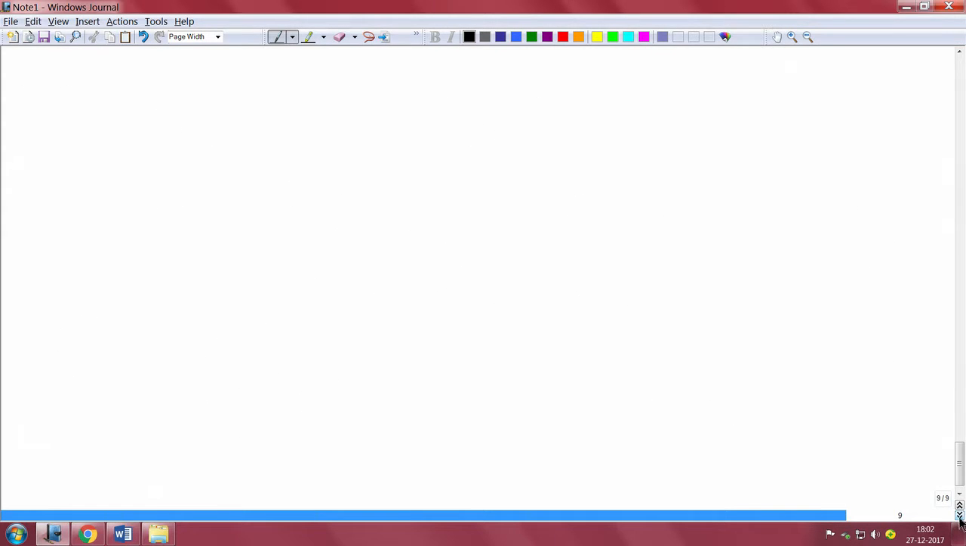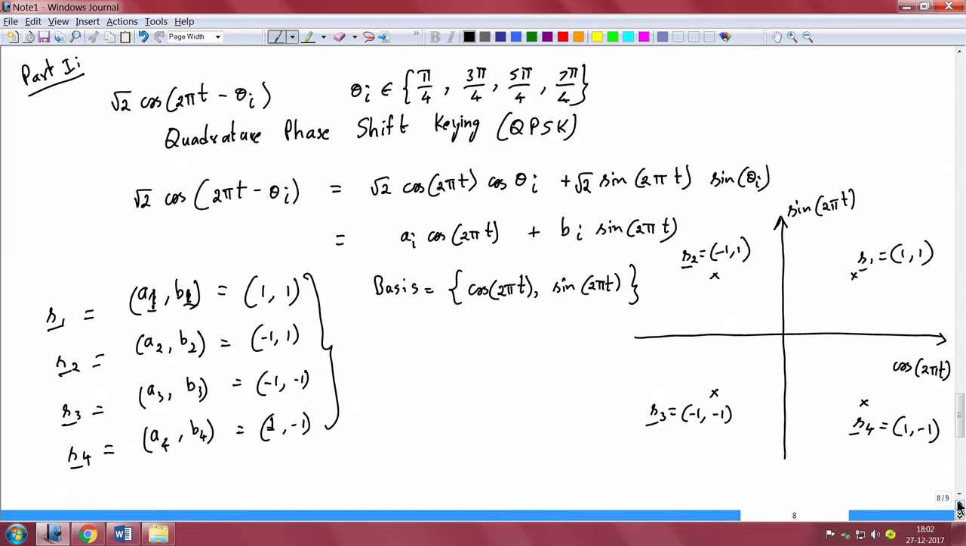Now, moving to a quick comment. This particular form is called quadrature amplitude modulation. Here we have 4 points, so it is called 4 QAM.